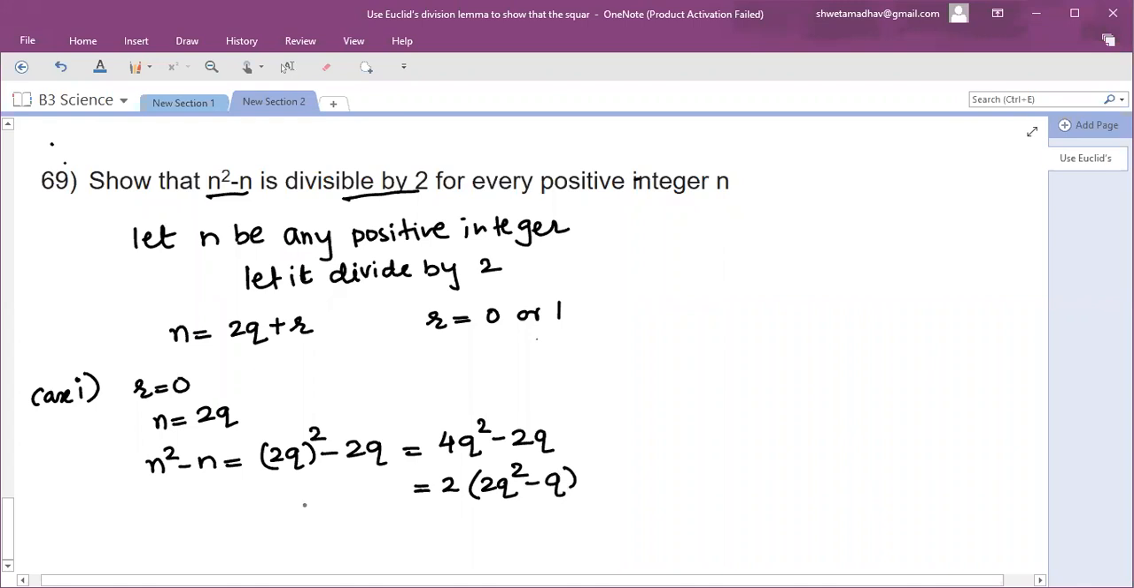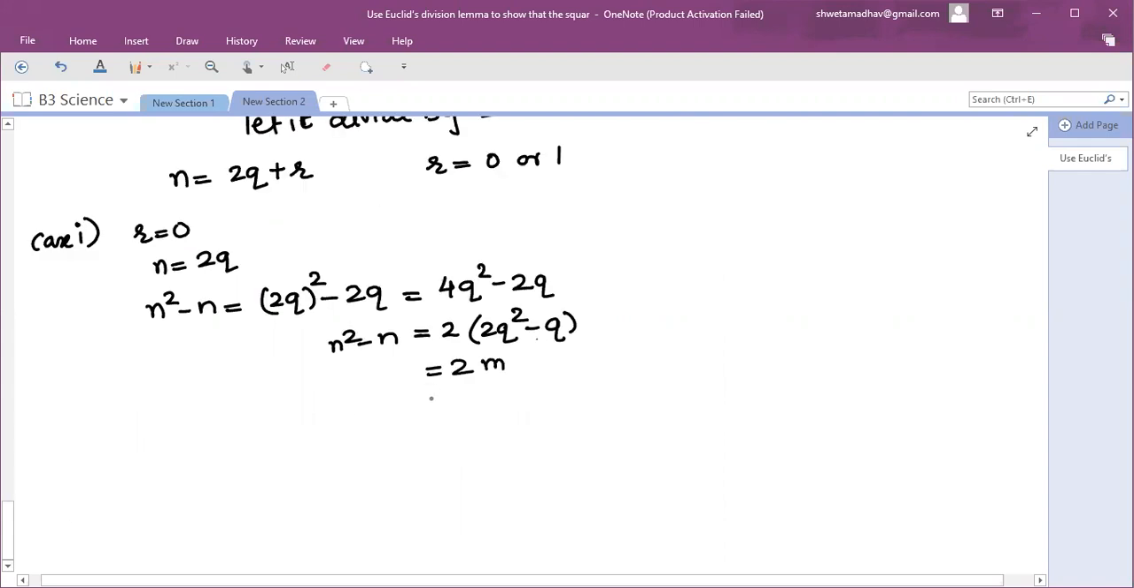So n square minus n can be written as 2 into some product, and that product we can consider as m. So can we say that now n square minus n is divisible by 2? Yes, ma'am. Therefore n square minus n is divisible by 2. Able to understand this point?